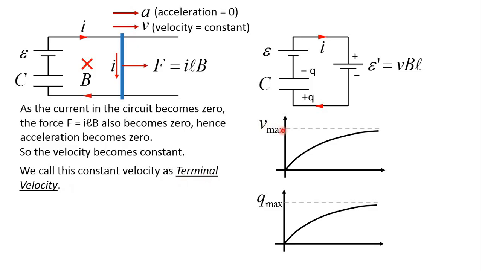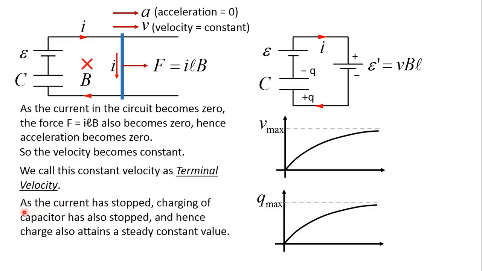After that, velocity no more increases. So we will say that at that moment the velocity is the maximum velocity. Now, as the current has stopped, charging of the capacitor has also stopped, because in the beginning, as I said, the current which was going here was delivering charge into the capacitor. But as the current has become 0, the charge delivered to the capacitor will also become 0.